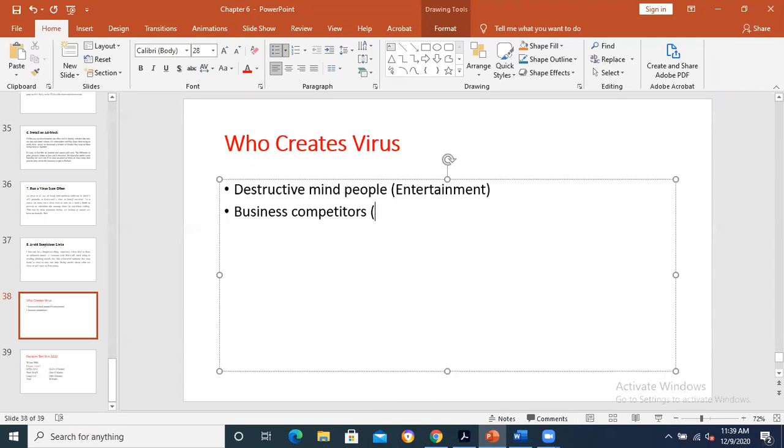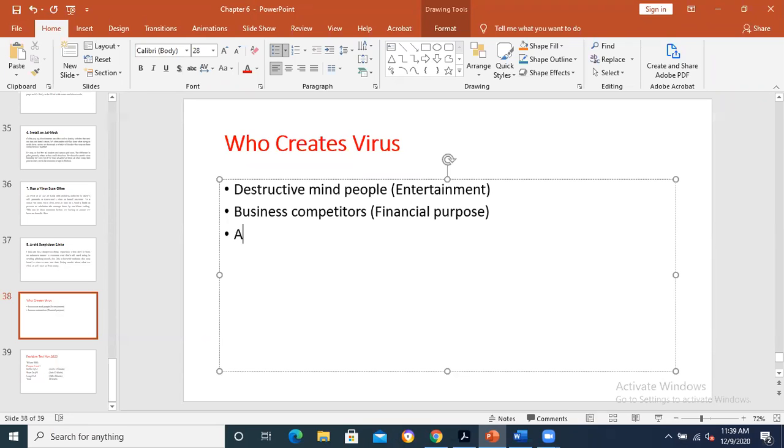So over here, basically, the purpose is financial. Why? Because the business competitor is there and they want to defeat that competitor, but this is a negative approach to compete with your competitor.